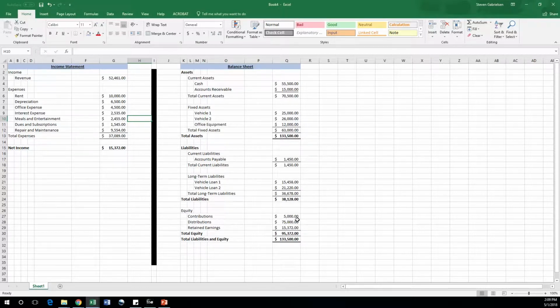Looks like we have some contributions, and that's money that the owners have put into the business to keep it running, as well as some distributions, which is money that the owners have been taking out as their paycheck for running the business. And we also have retained earnings, which is the item that we talked about last week. That is the net income number that flows down into the balance sheet item, and that is where the net income for the company is housed year over year.